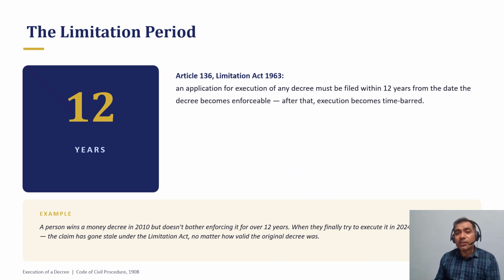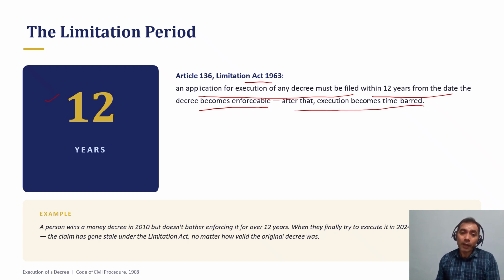Then comes the limitation period, that is 12 years. So Article 136 of the Limitation Act, 1963: an application for execution of a decree must be filed within 12 years from the date the decree becomes enforceable. After that, execution becomes time barred.